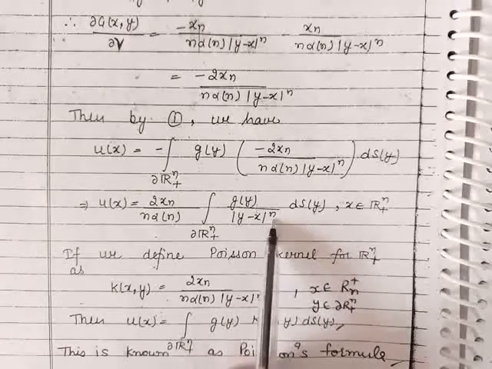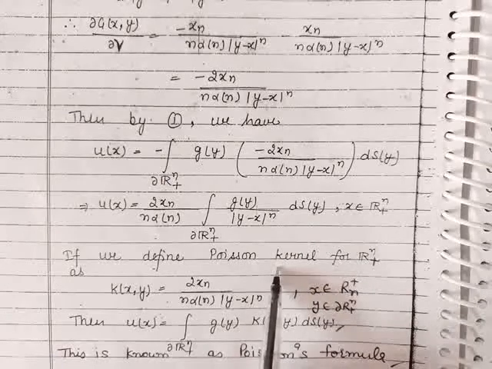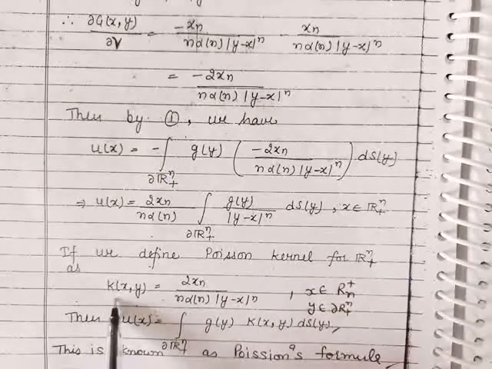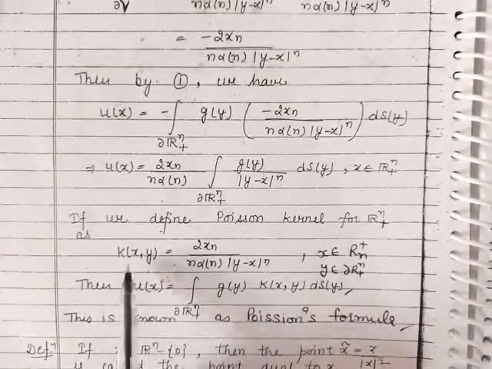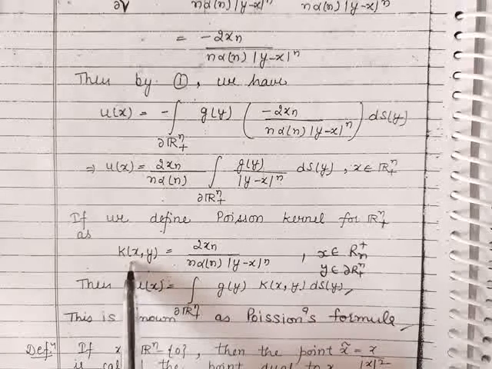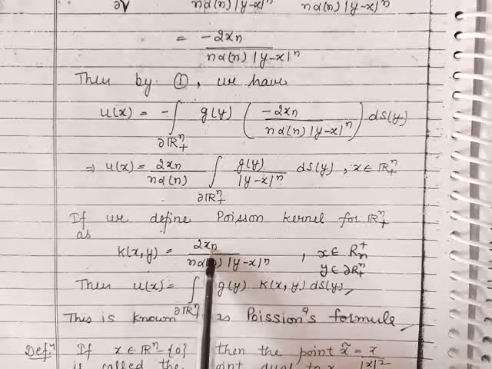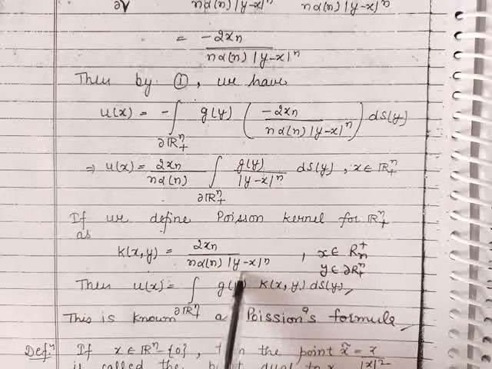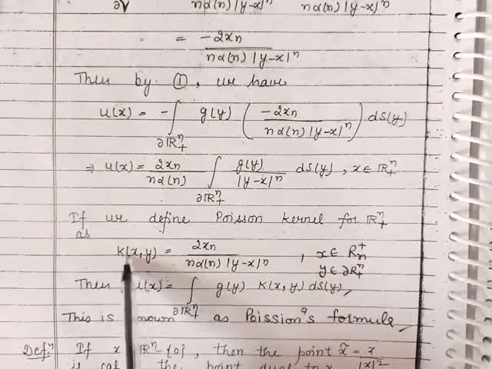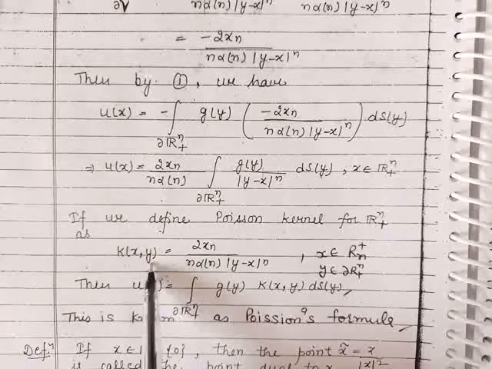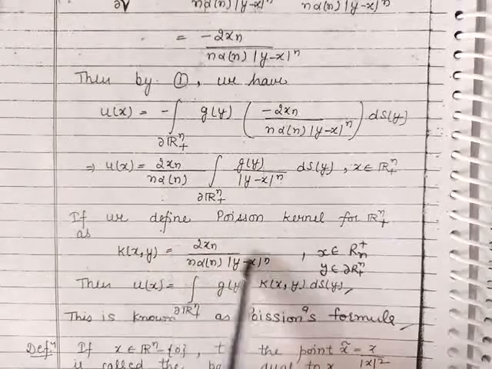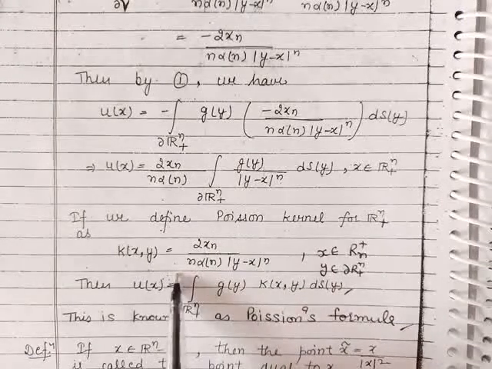Now let us define Poisson's kernel for this half space. We have denoted it by k, which is a function of x and y. Poisson's kernel is defined as the function given by 2 times xn upon n alpha n |y minus x| raised to the power n. Here x belongs to the open upper half space and y belongs to its boundary. So this expression which we have defined is called Poisson's kernel for the half space.